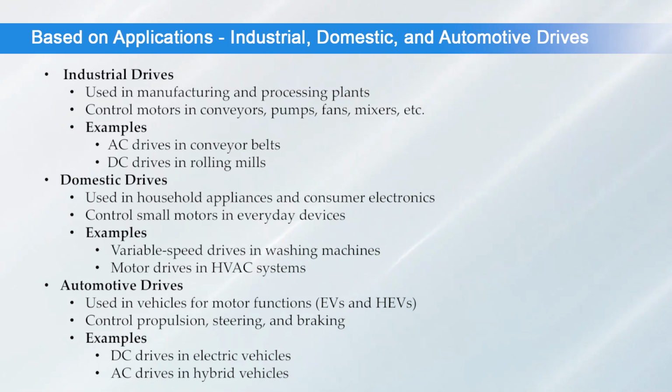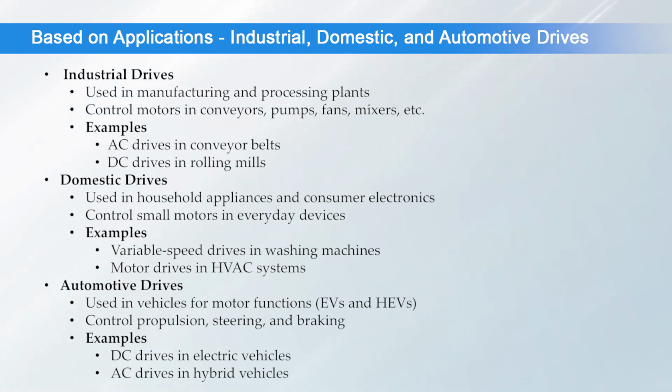The domestic drives are used in household appliances and consumer electronics. They control small motors found in everyday devices like washing machines, refrigerators, air conditioners and fans, such as variable speed drives in washing machines and motor drives in HVAC systems.